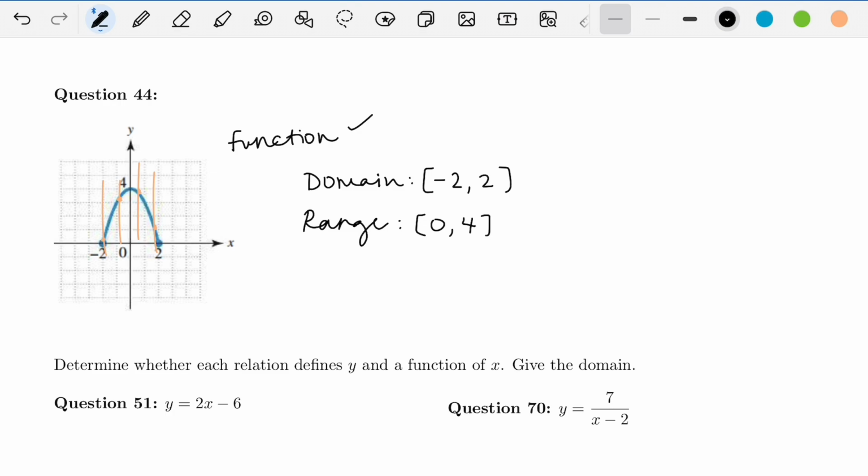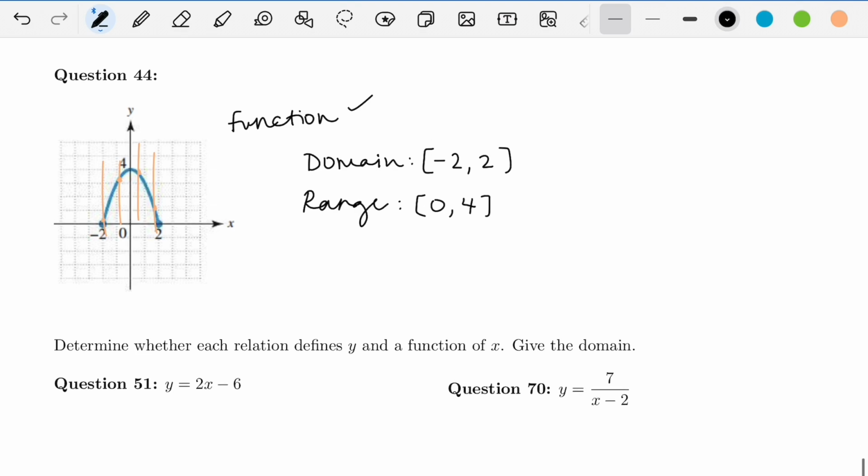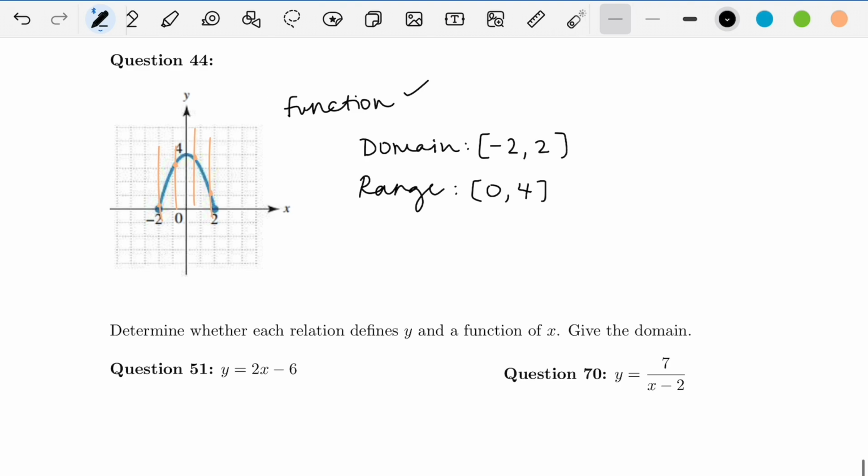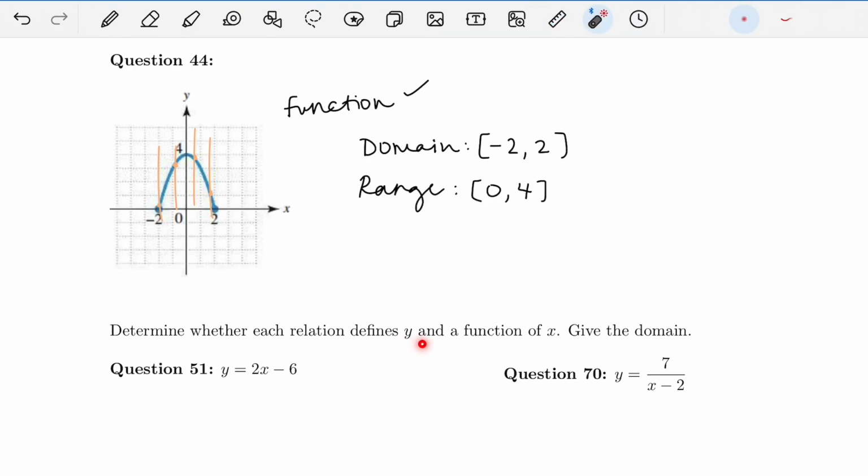All right, now let's look at these last two questions here. What we want to do is determine whether each relation defines y as a function of x, sorry, and then we want to give the domain here.